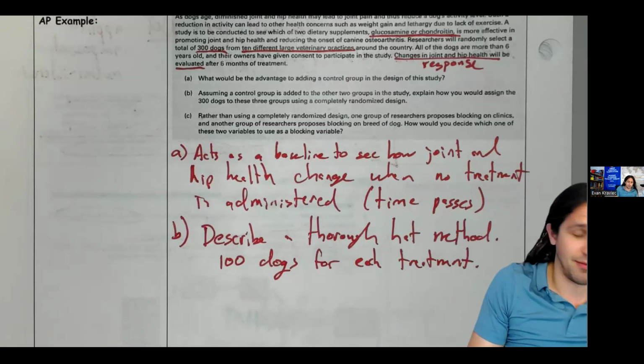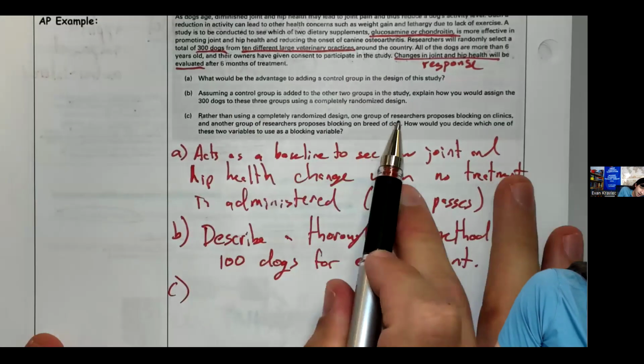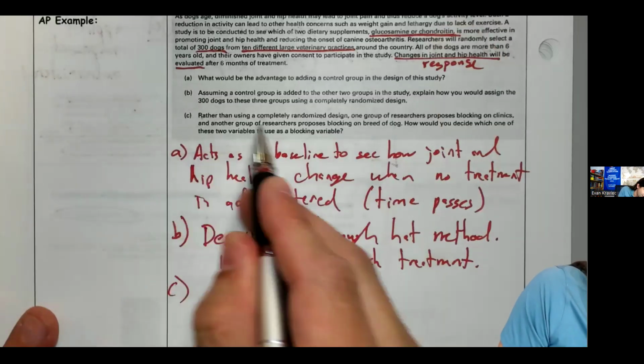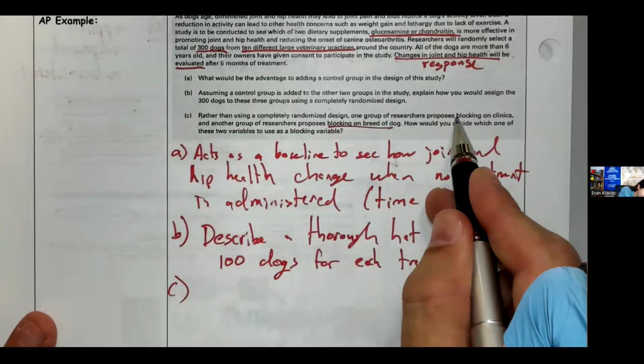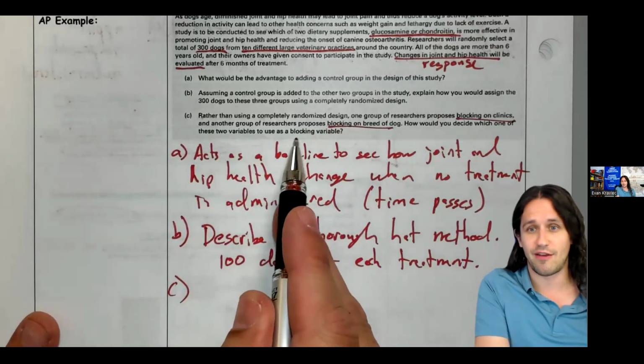But part C is the interesting part. Part C asks us, rather than using a completely randomized design, one group of researchers proposes blocking on clinics, another group proposes blocking on breed of dog. How would you decide which one of the two variables to use as a blocking variable?